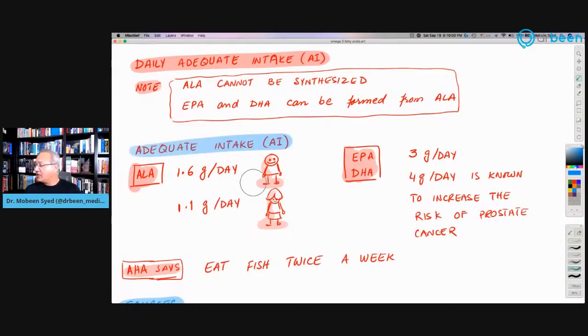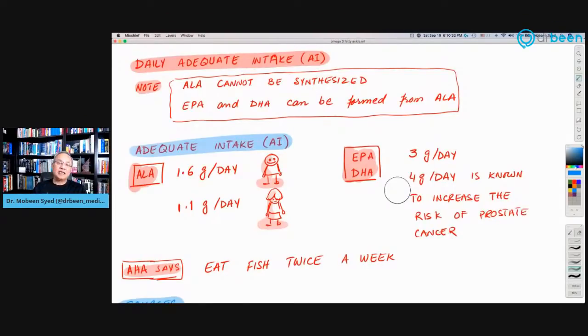Now, the adequate intake for ALA is 1.6 gram per day for men and 1.1 gram per day for women. For EPA and DHA, 3 gram per day or maximum 4 gram per day. And please note, for EPA and DHA there are actually no adequate daily intakes, but it has been said that 2 to 3 gram per day is safe to take.